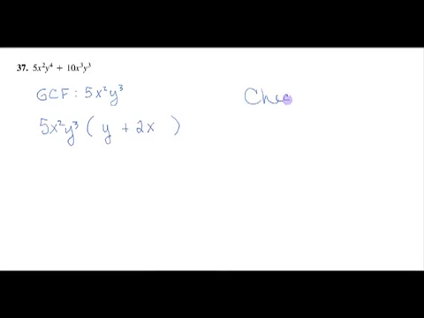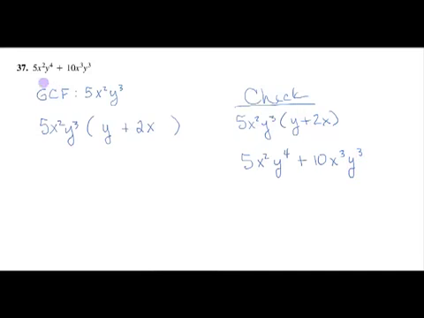So let's go ahead and check this by multiplying 5x squared y cubed through y plus 2x. I have a 5 times 1 is 5, x squared, y cubed times y is y to the fourth, plus 5 times 2 is 10, x squared times x is x cubed, and my y cubed. And I do come up with the same thing I started with, so this must be the correct factorization of that polynomial.